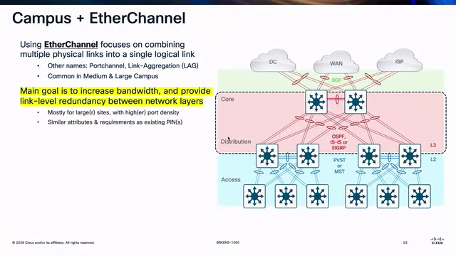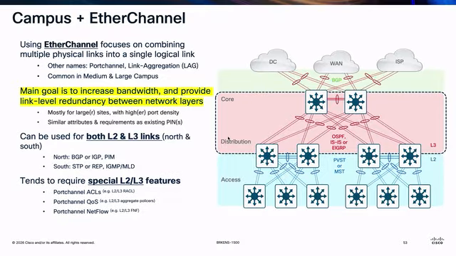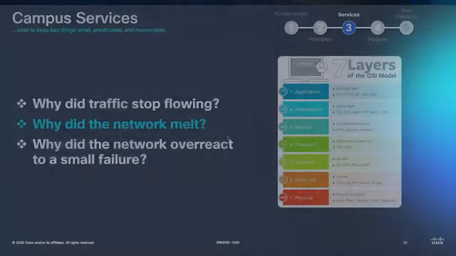So Ether channel, just a reiteration, the main goal is to increase bandwidth, provide link level redundancy, and simplify your network. Then it doesn't require you to run such a high layer 2 scale on a device that is connected through a bundled link.